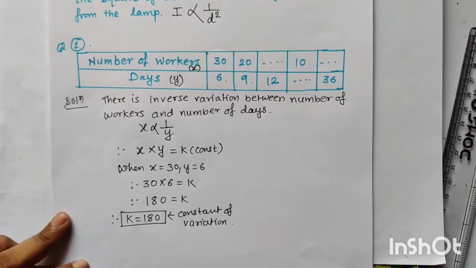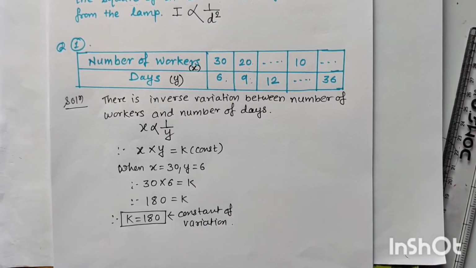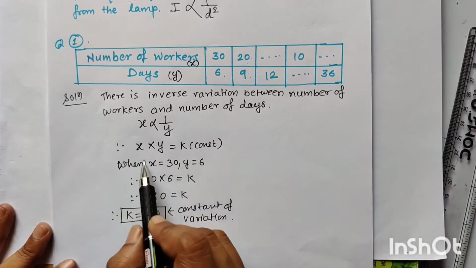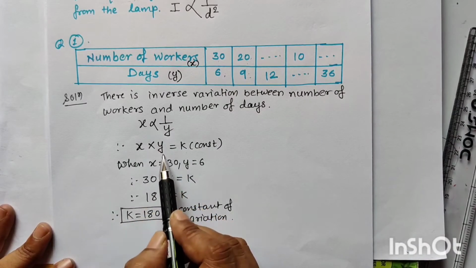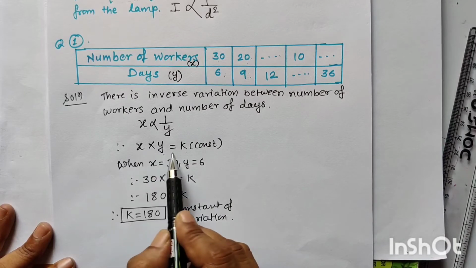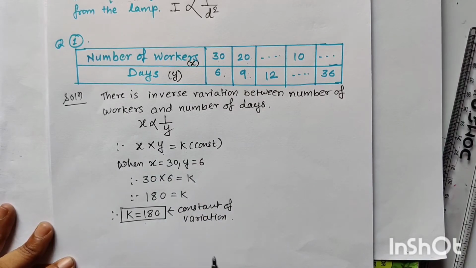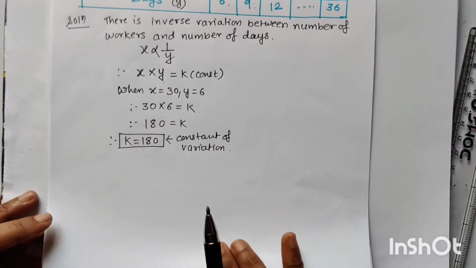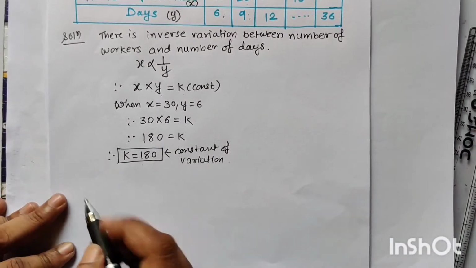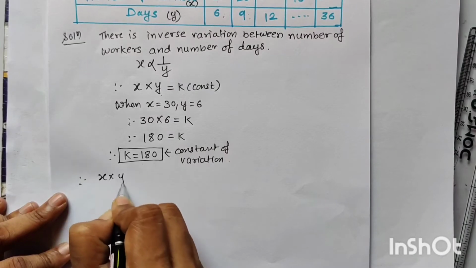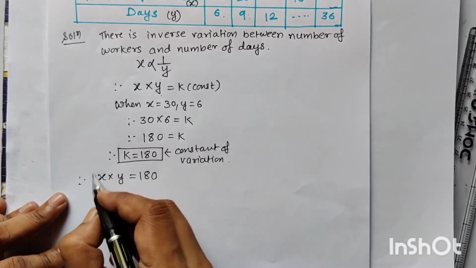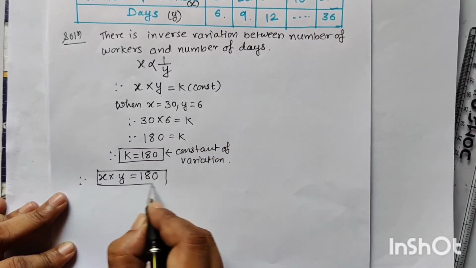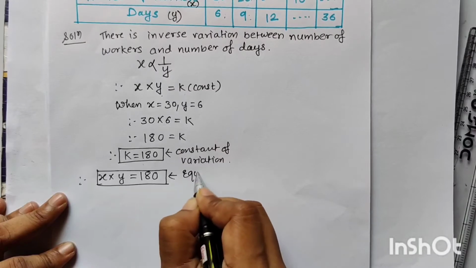And after getting the constant of variation, we can write the equation of variation. What is the equation of variation? We will put the value of k in this equation. Immediately after writing it in the symbol form, we got the equation form, and in this equation form we will be putting the value of k, and so we can get the equation of our question. So the equation of our question is x multiplied by y is equal to 180. In place of k we write 180. So this is our equation of variation.